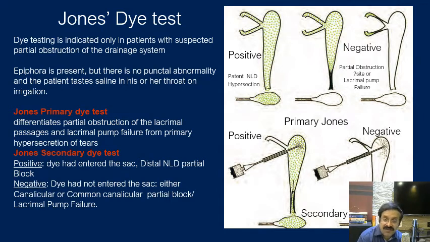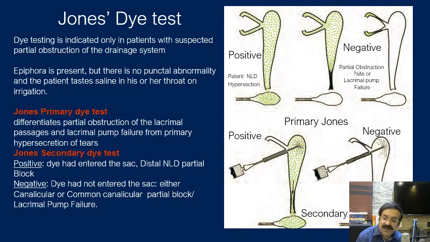A partial block could be of unknown site. To find out where the site exactly is, we proceed immediately to a secondary Jones dye test. Now what is a secondary Jones dye test? Immediately after that, we wash out the residual dye from the conjunctival sac, and then with clear saline, we proceed to do an irrigation test or syringing, and then we find the results.